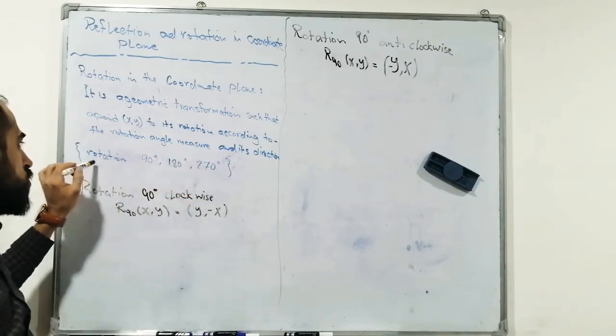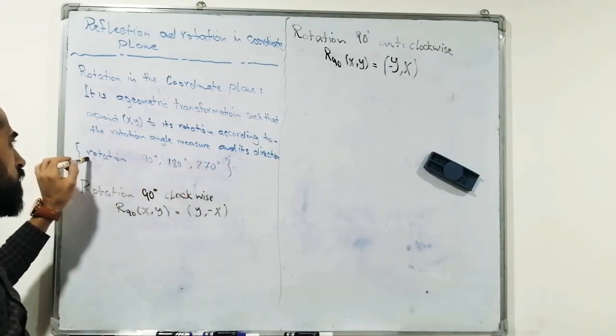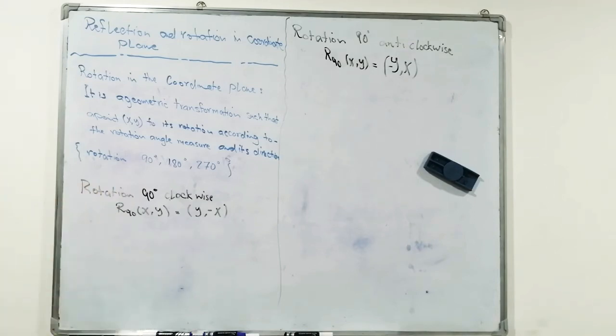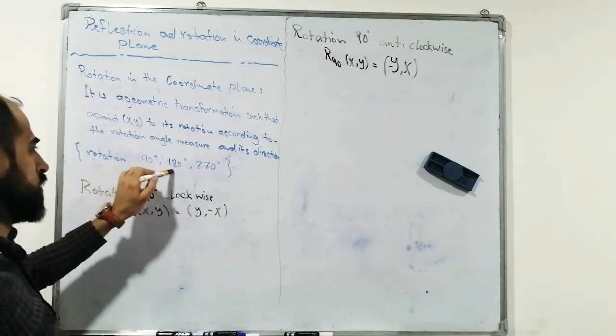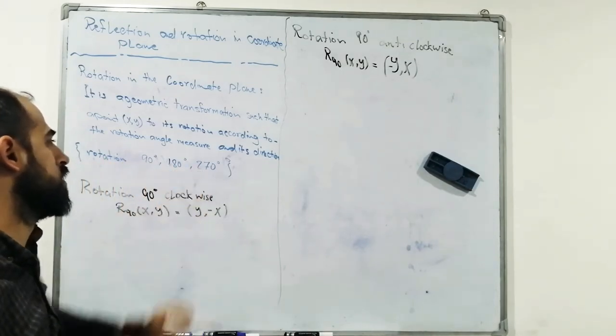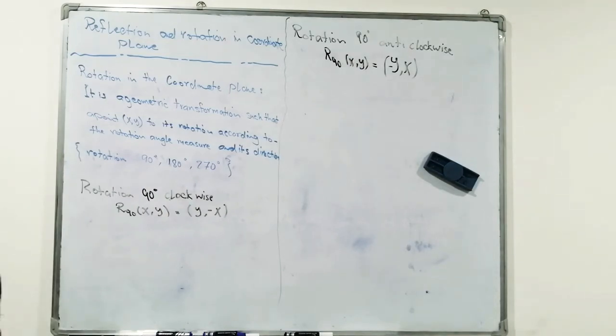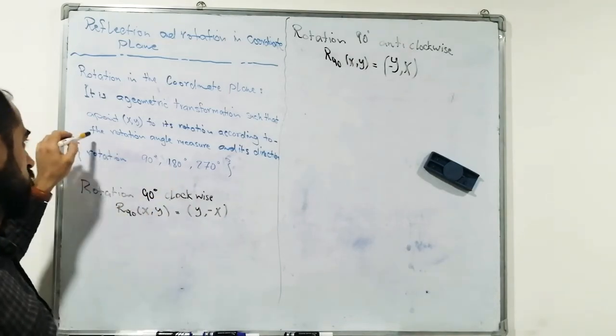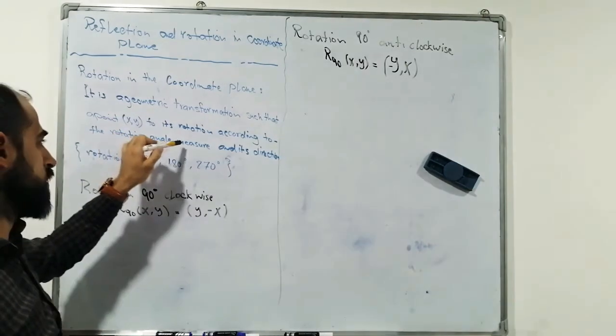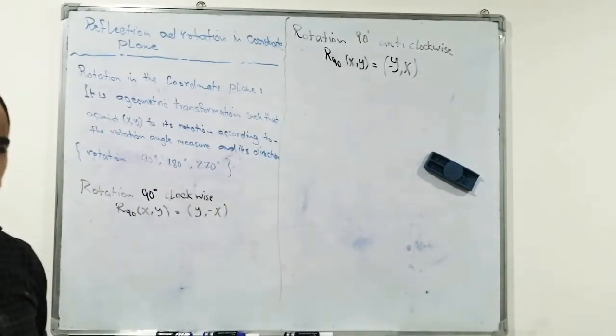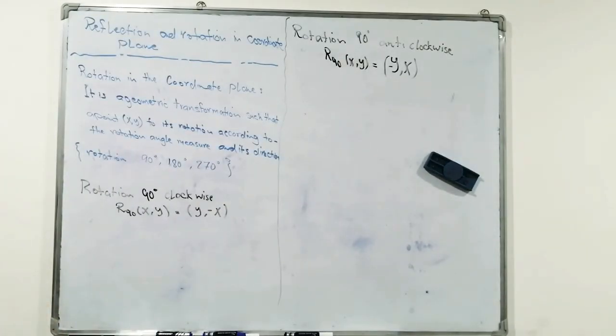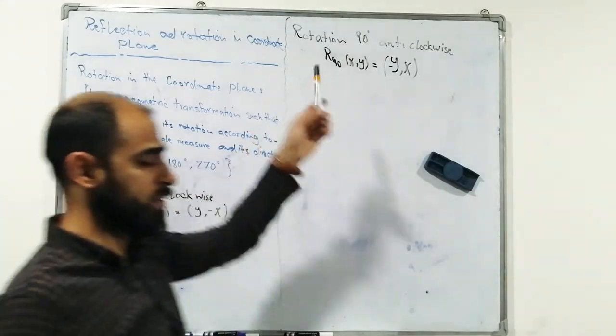We have many rotation angle measurements, 90 degree, 180 degree and 270 degree. The first one, as we say, 2 things, the rotation angle measurement and the direction. We have 2 directions, clockwise and anti-clockwise.